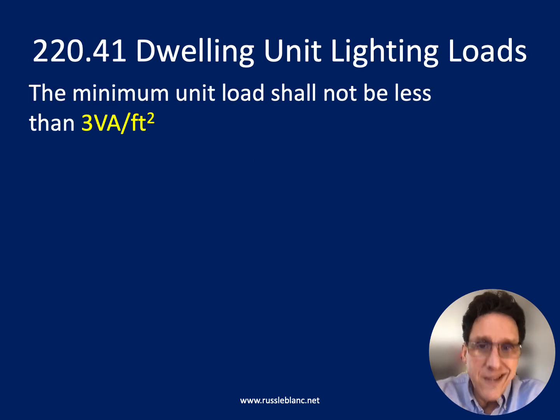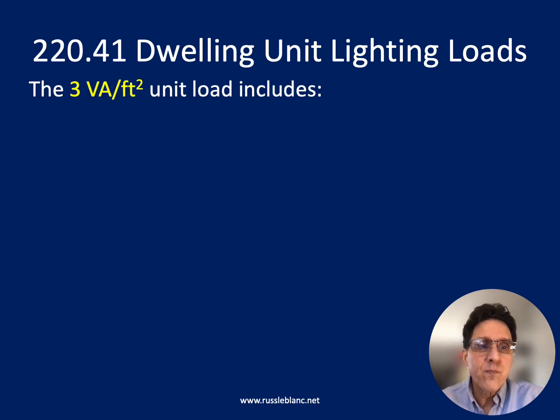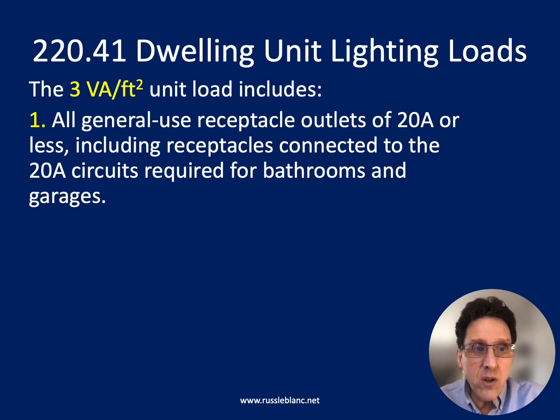For dwelling unit lighting, the minimum unit load is 3 volt-amperes per square foot. It can't be less than that, 3 volt-amperes per square foot. And this 3 volt-amperes per square foot includes several items, including, number one, all general use receptacle outlets of 20 amps or less, including receptacles connected to the 20 amp circuits required for bathrooms and garages.